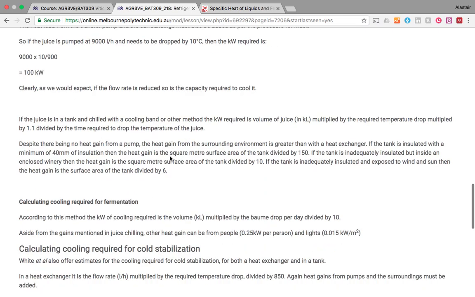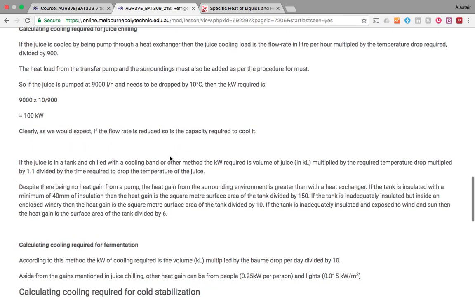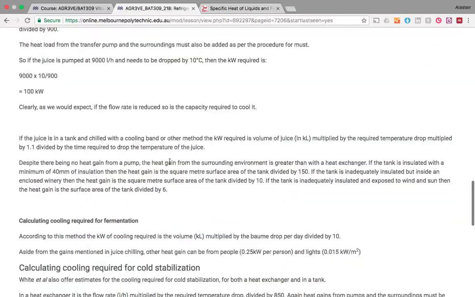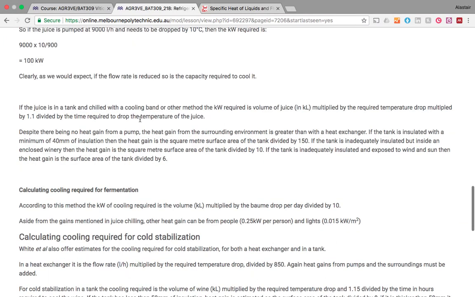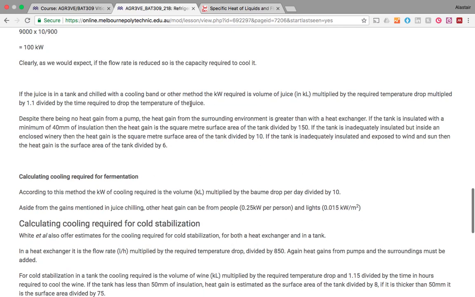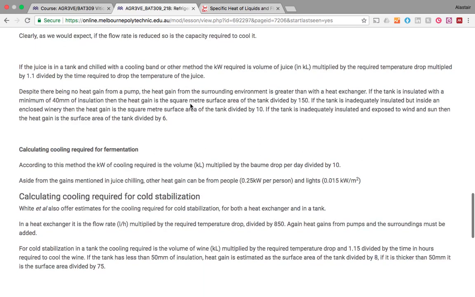I'm just reading as I go. There's probably been no heat gain from the pump. A heat gain from the surrounding environment is greater than with a heat exchanger. If the tank is insulated with a minimum of 40 mils of insulation, then the heat gain is the square metre surface area of the tank divided by 150. However, if the tank is inadequately insulated, like in this question, but inside an enclosed winery, then the heat gain is the square metre surface area of the tank divided by 10. If it's uninsulated and exposed to the outside, then it's the surface area divided by 6.